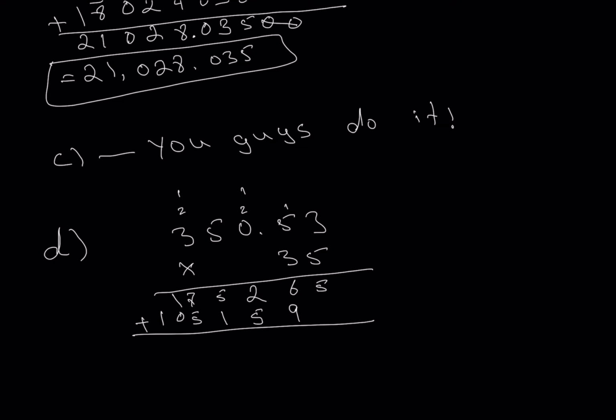Now you add them. 5 plus nothing is 5, 6 plus 9 is 15, 1 will go up there. 3 plus 5 is 8, 5 plus 1 is 6, and 7 plus 5 is 12, 1 will go there. 1 plus 1 is 2, and 1. So how many decimal points did we have? 2. So 1, 2. We'll put our dot right here. It will be 12,268.55.